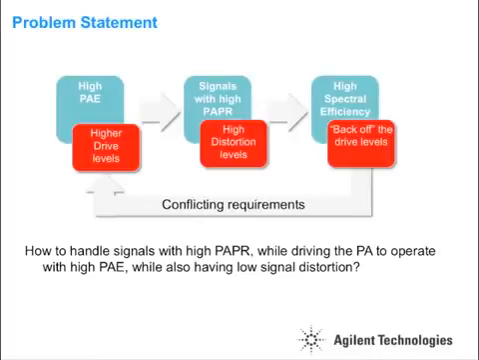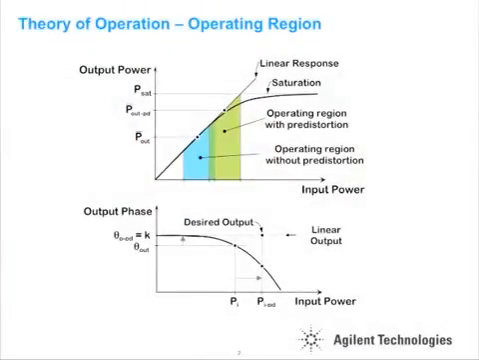Modern communication systems, which use signals such as LTE Advanced or 802.11 AC wireless LAN, are faced with a conflicting requirement. On the one hand, their signals have a high peak-to-average power ratio, which has a tendency to drive the device into distortion and results in unwanted spectral emissions in adjacent channels. On the other hand, there is a requirement to operate with high power added efficiency. Both of these requirements should be met while still meeting signal distortion limits.